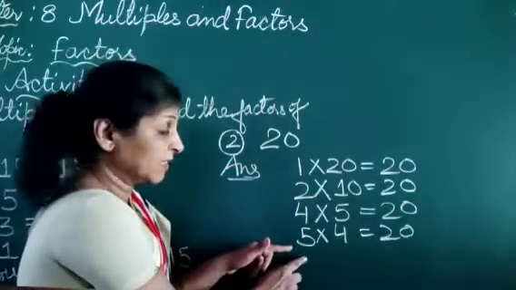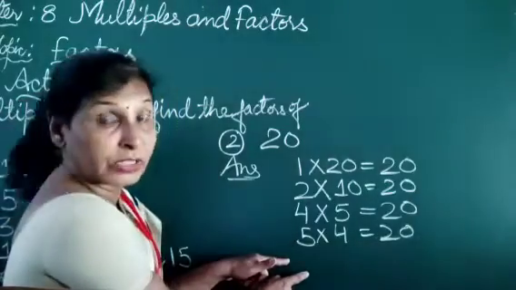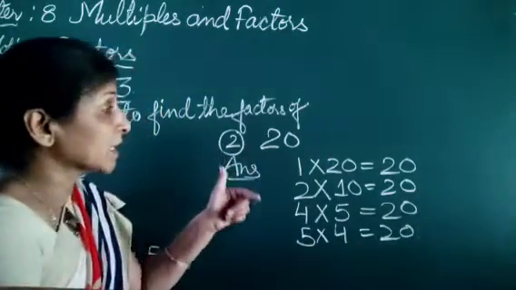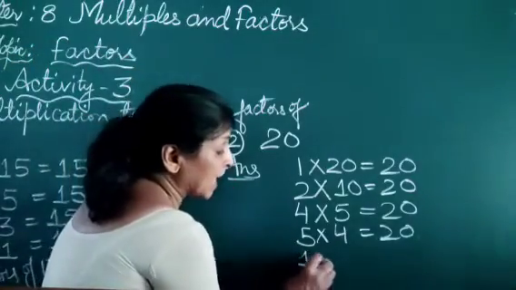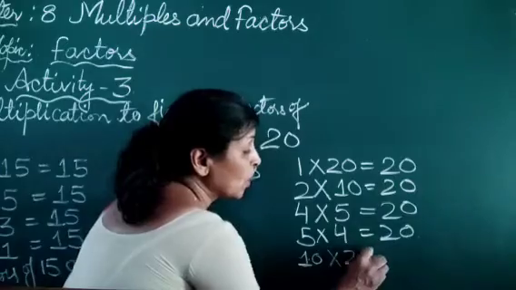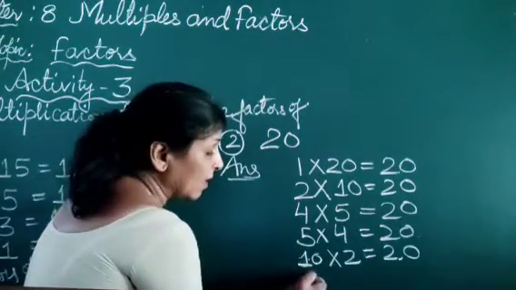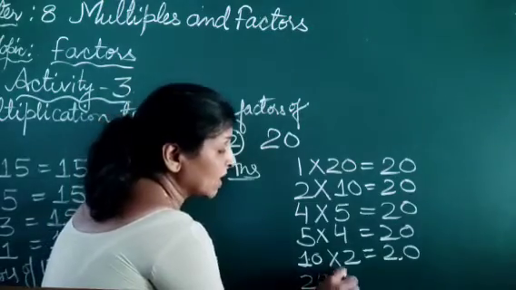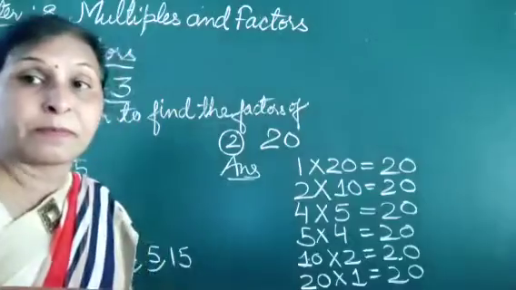Then 6 we do not take, 7 also we do not take, 8, 9, 10. Then we can take 10. 10 is multiplied by 2, then 20 comes. After 10 we take 20. 20 is multiplied by 1, then 20 comes.